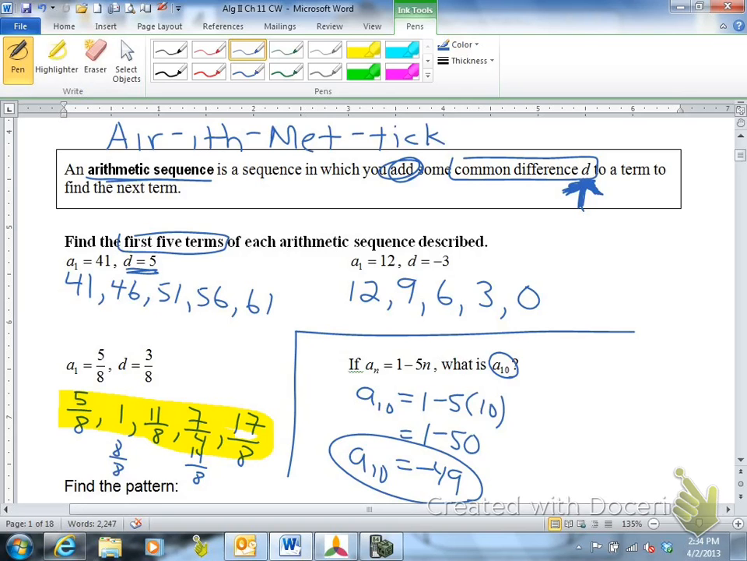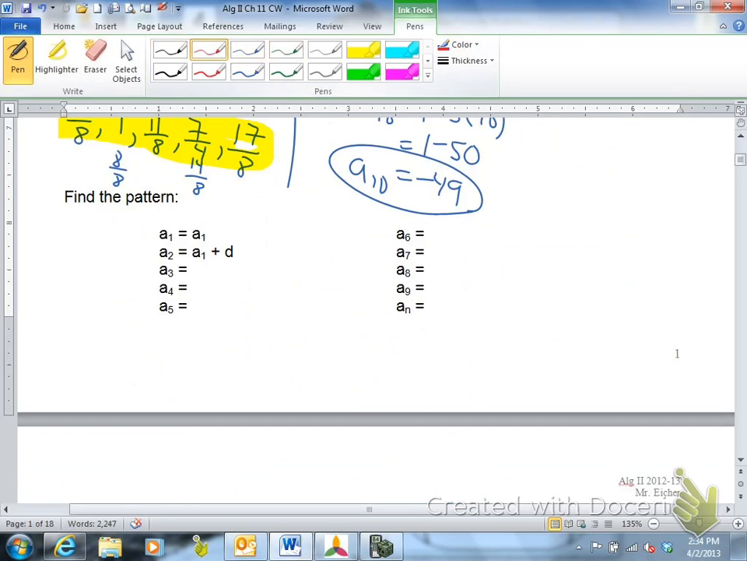The next part, I want to develop and show you where the formula comes from for arithmetic sequences. So a sub 1 is a sub 1, that's the reflexive property. A sub 2 is the same as a sub 1 plus some d. To get the next term, you add d. A sub 3 you could write as a sub 1 plus d plus another d, and that would be the third term. A sub 4 would be a sub 1 plus d plus another d plus another d, which is 3d. A sub 5 is a sub 1 plus 4d.